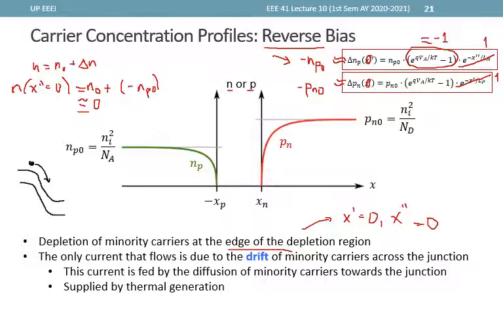And the same is true for holes. The holes drift from the n side to the p side, and that is supplied by this one. So there are more holes here than here, so holes diffuse towards this portion, and once they get at this portion, they will drift to the other side. So this drifting current is fed by the diffusion of minority carriers towards the junction, which is supplied by thermal generation. And that is because there is a deficit of carriers, so generation will actually be the dominant RG force in this section. So as they are drifted to the other end, new carriers are being generated to maintain steady state.